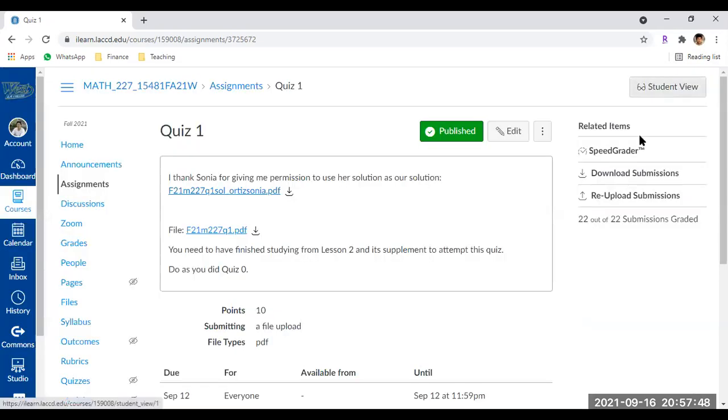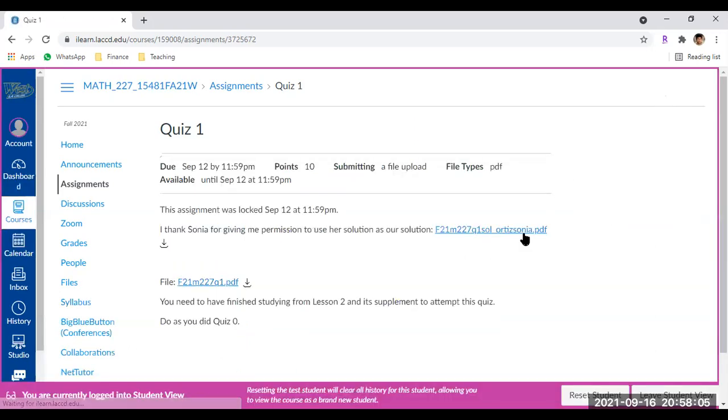Now, that's for quiz one. You can look at your submission. I usually write some notes when I give it back to you. So you go to your submission again, and there should be a note somewhere here, if I write you a note.